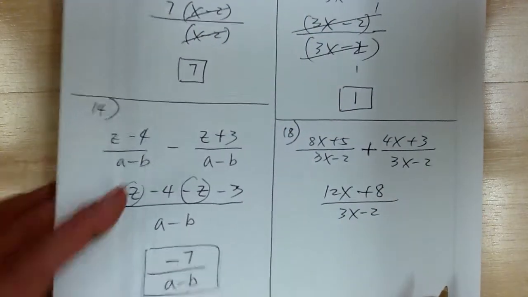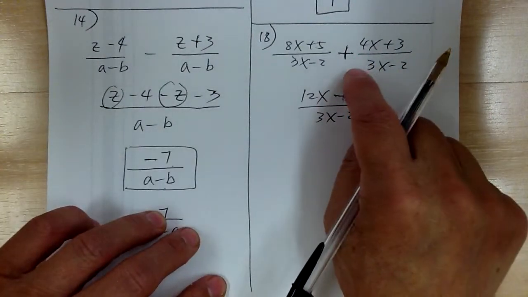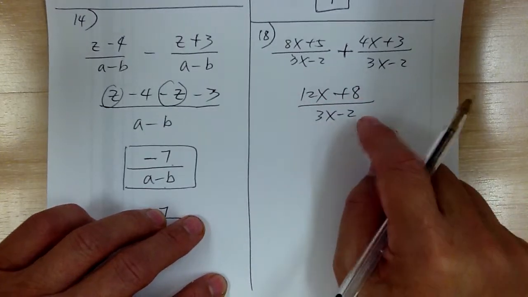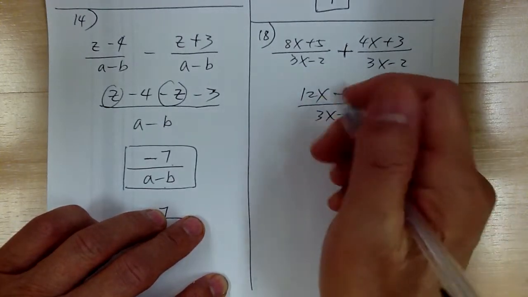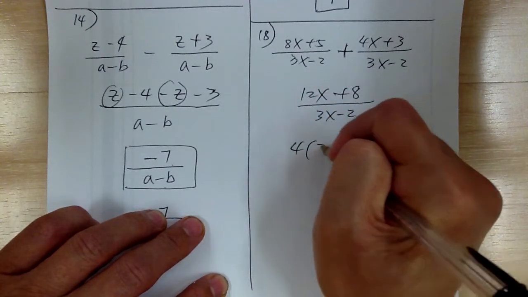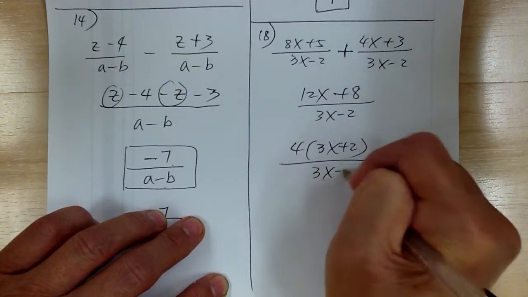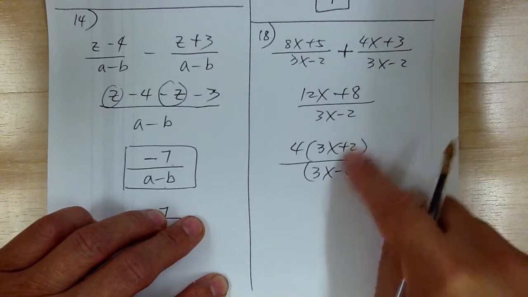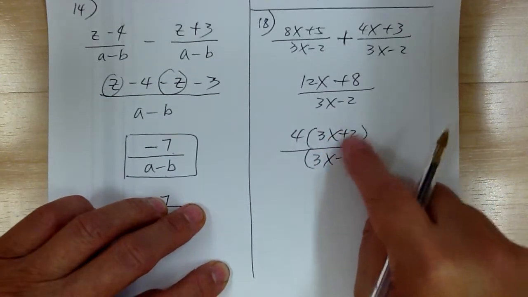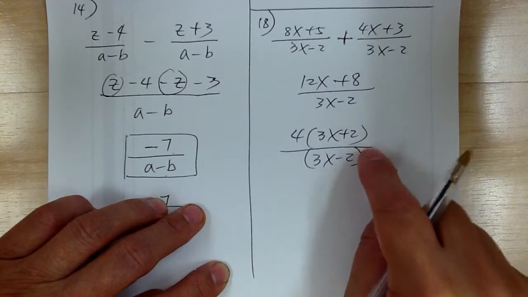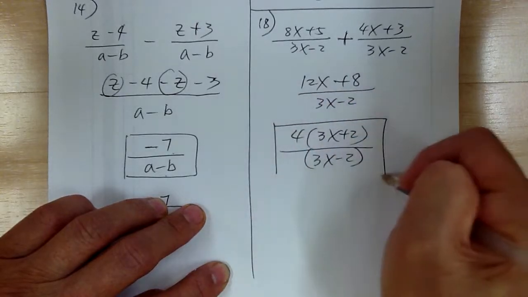Okay? Then what you need to do next is factoring to check to see if you can cancel. So for 12 and 8, you can factor out the 4. So you get 3x plus 2. And on the bottom, you get 3x minus 2. Now they are not the same, so you cannot cancel. Don't cancel anything out. That's as far as you can go. So that's your answer already.